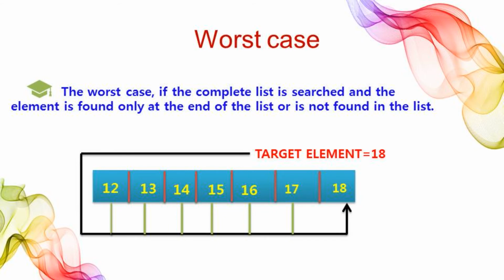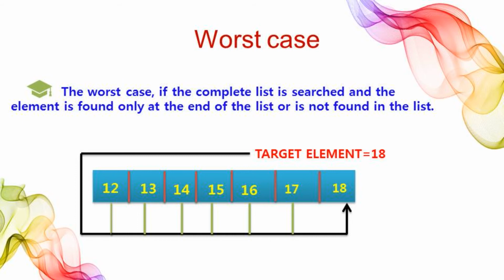Worst case. The worst case is when we want to search for a particular element in the list, and the algorithm searches for the key element among the n elements by comparing the key element with each element in the list. It is the worst case if the complete list is searched but we can't find the element, or we find the element at the end of the list. This type of algorithm is considered the worst case. Here the example is target element equal to 18.